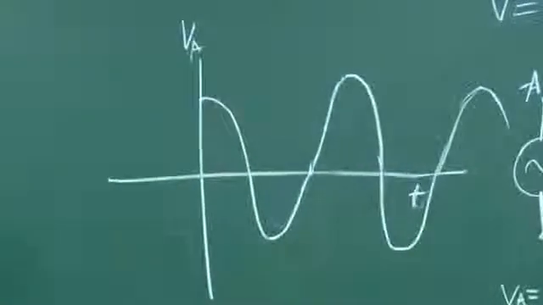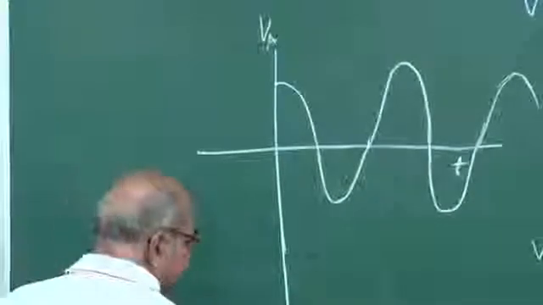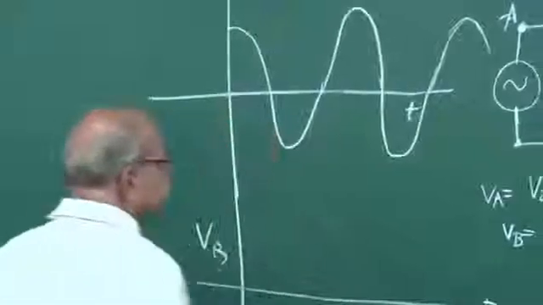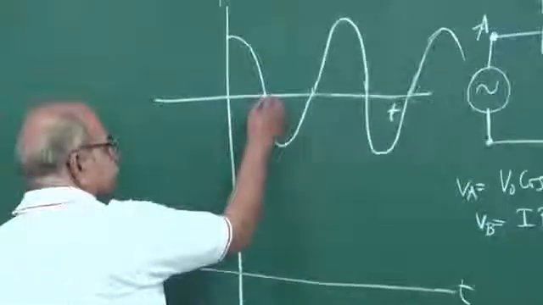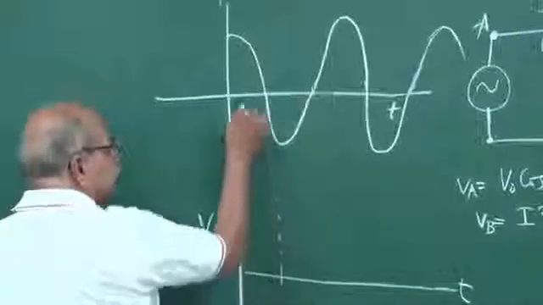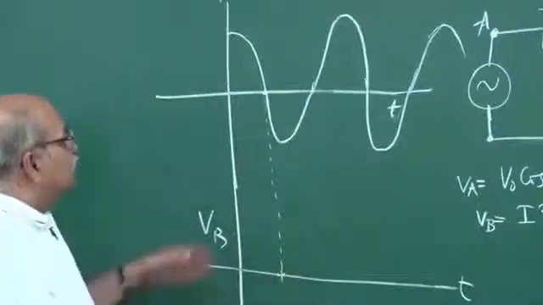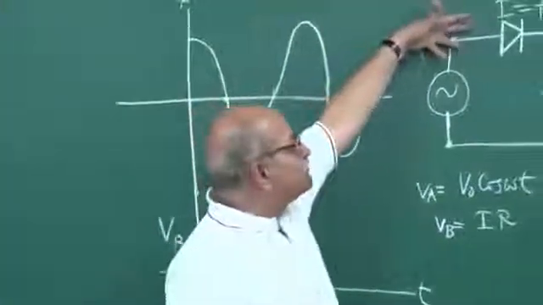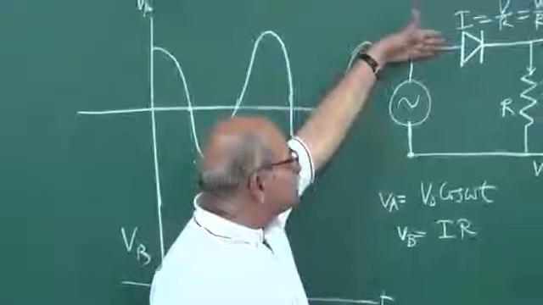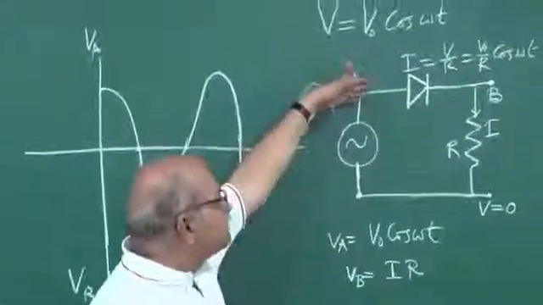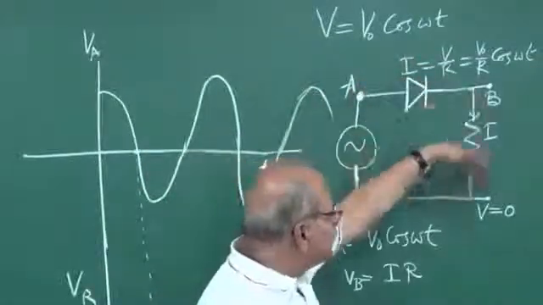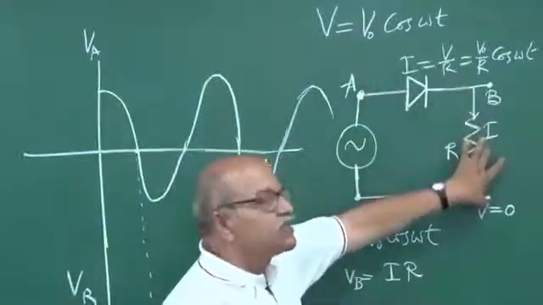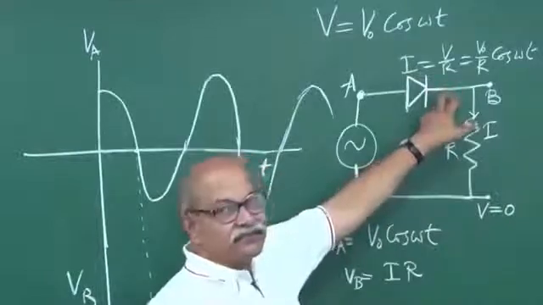All right. Now with the same scale, if I draw VB as a function of time till this time, what is happening? VA is positive. So this has a positive voltage. Your P side is connected to a positive voltage, and this is connected to the 0 side. So higher potential here and lower potential here, this is forward biased.